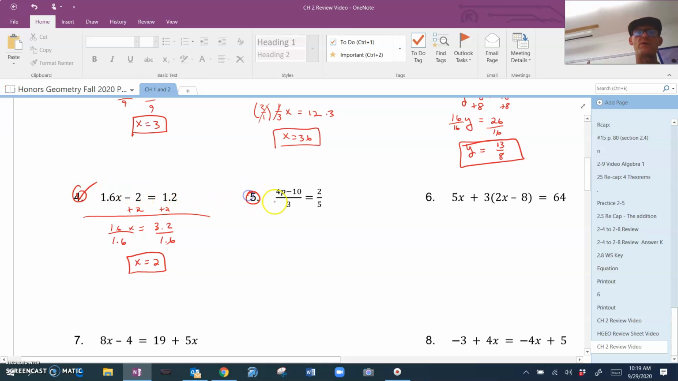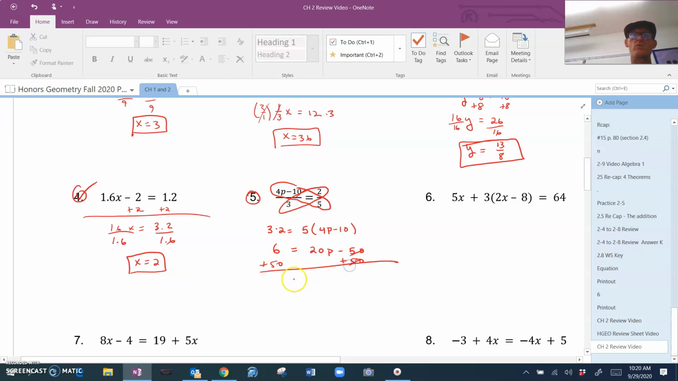Number 5, you're going to do cross multiply here because you have two ratios equal. So you have 3 times 2 is equal to 5 times 4p minus 10. And then you get 6 is equal to 20p minus 50. And if you add the 50, you will get 56 equals 20p. And then to solve, you divide both sides by 20. And you end up with p is equal to, now dividing both of these by 4, okay, will give you 14 over 5.